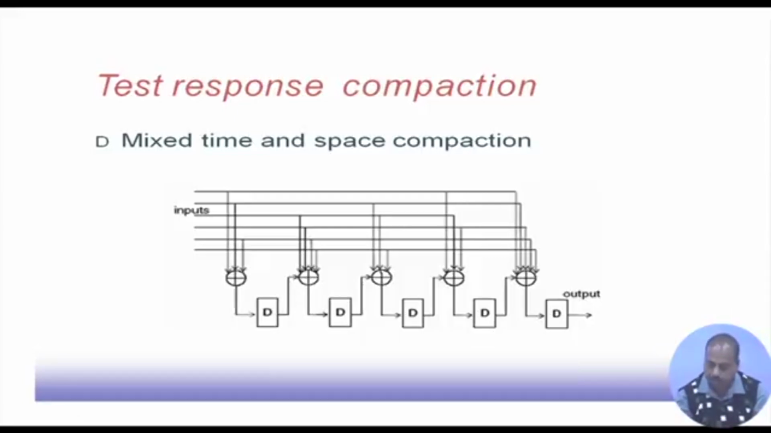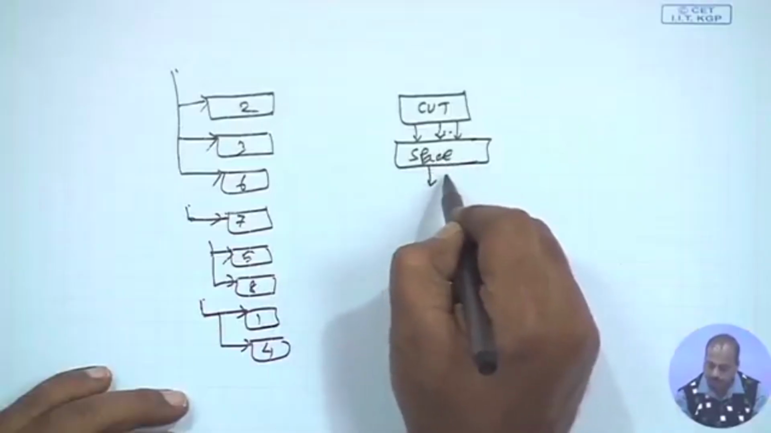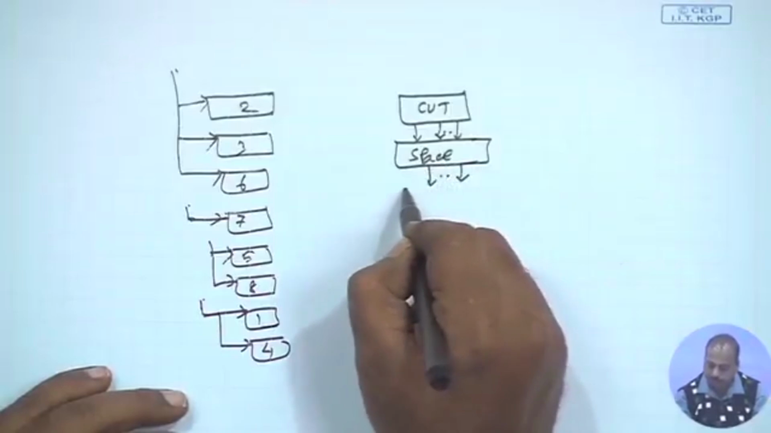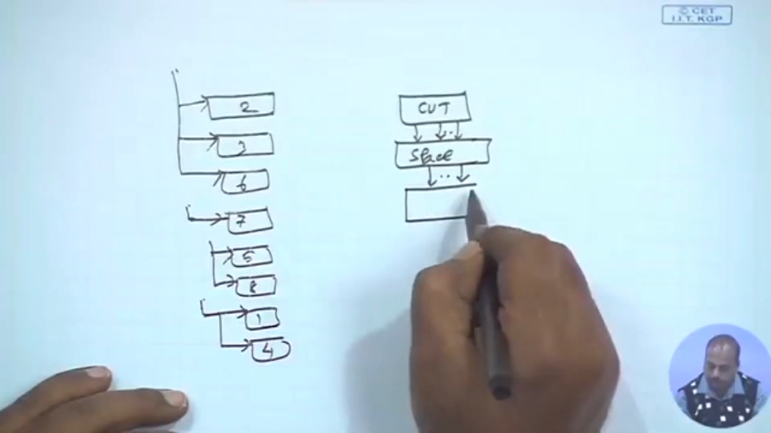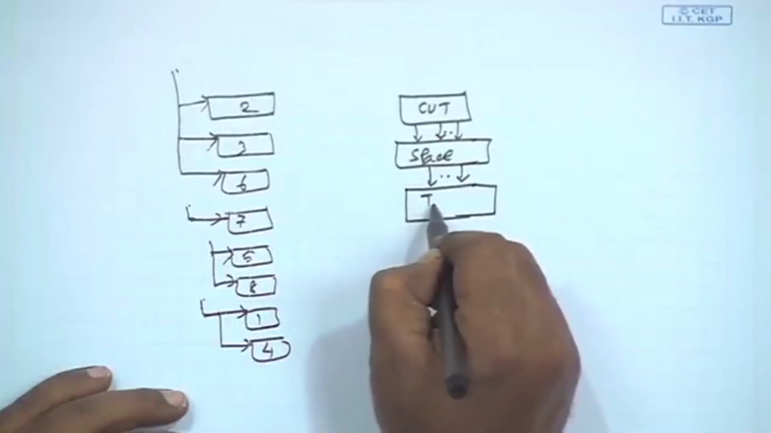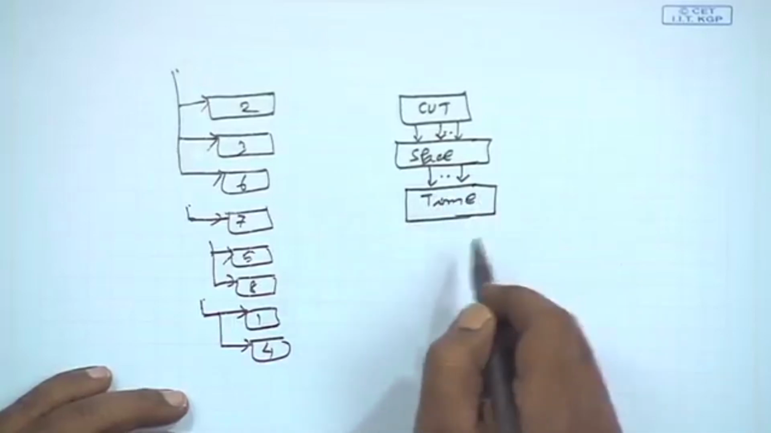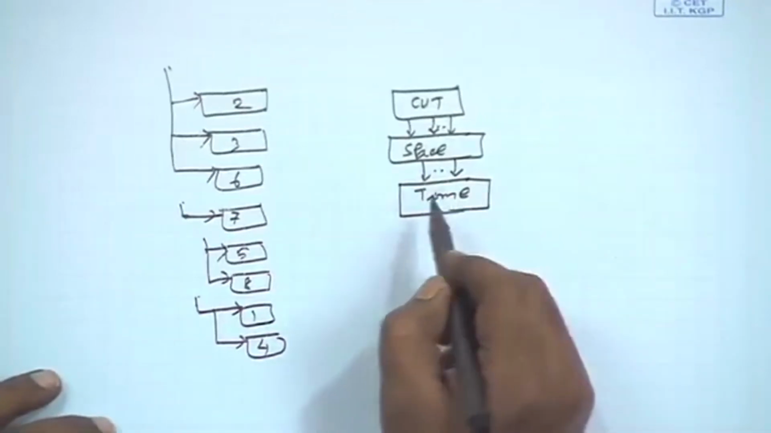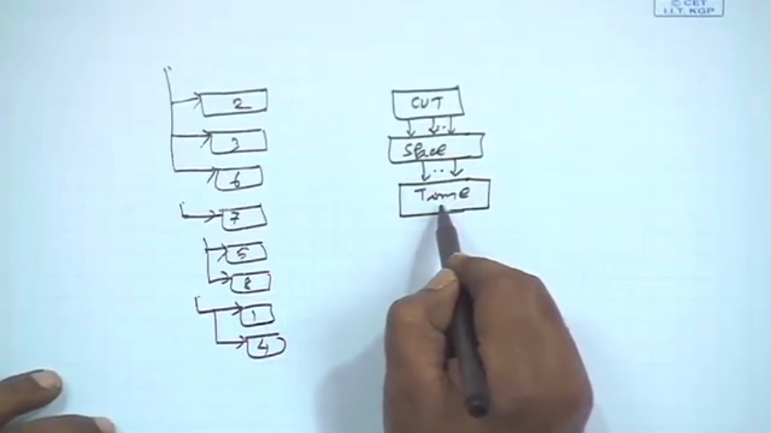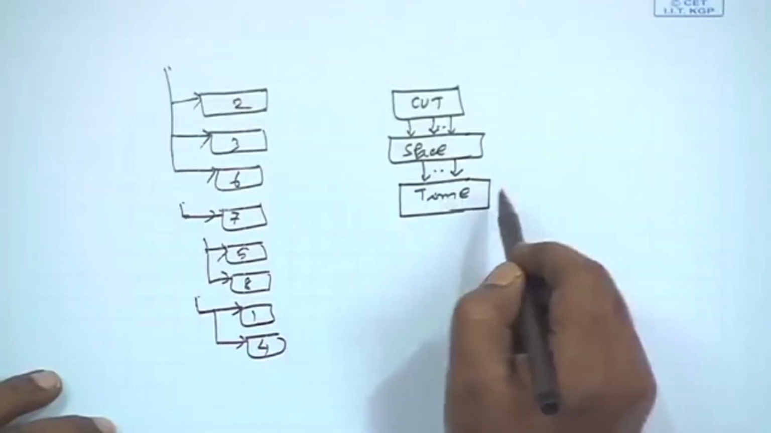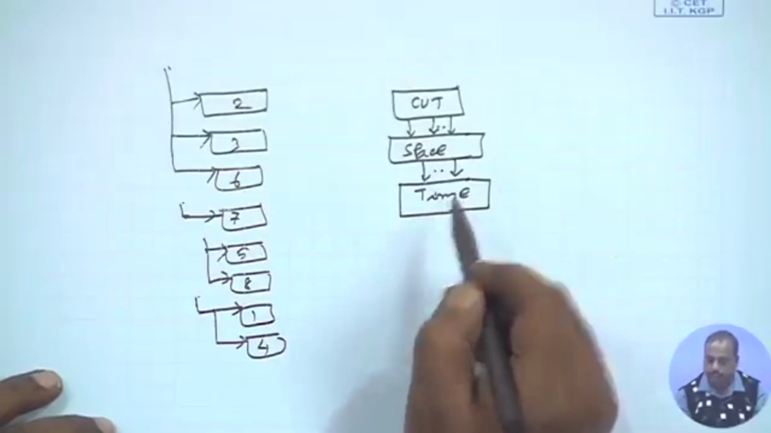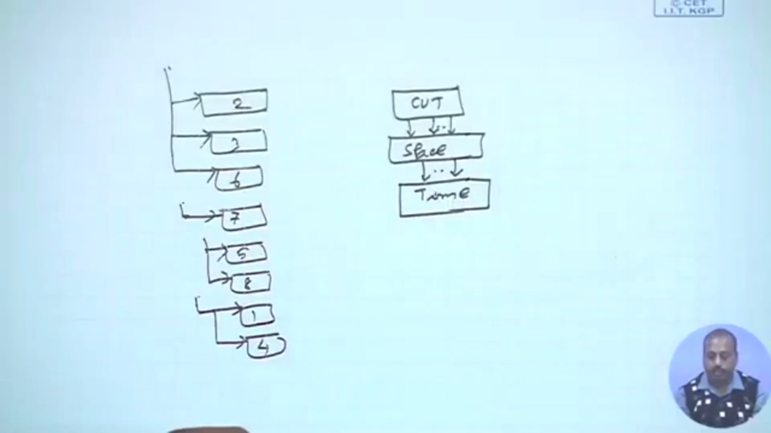Here I have got this response. These are the responses coming, passing through the space compactor, and then it produces a smaller number of outputs that pass through a time compactor. At the end of this time compactor, we will have the golden response stored. So, the golden signature will be in the time compactor at the end.